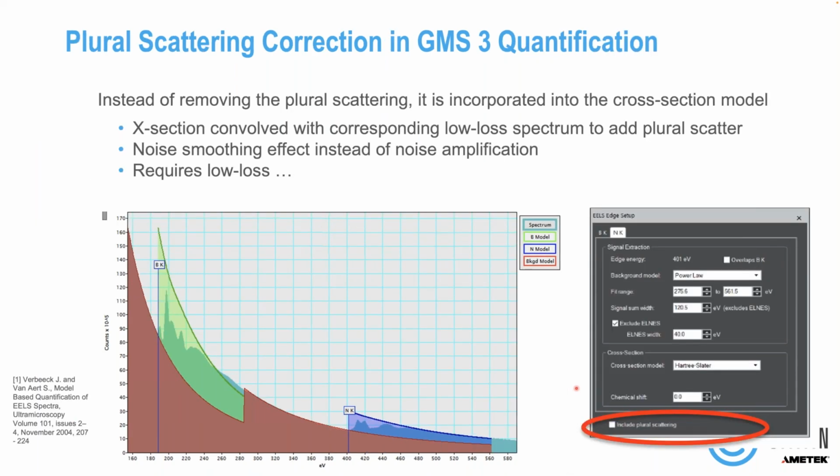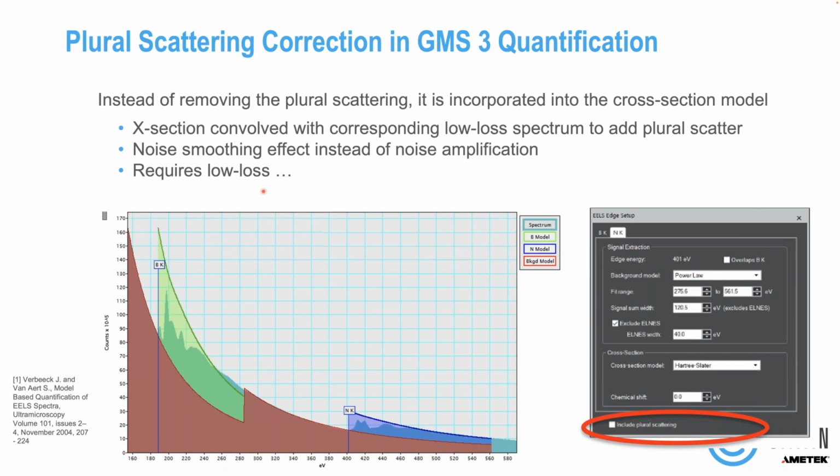So this is really where the plural scattering correction comes in. The plural scattering correction in this model-based approach is done slightly differently. It's actually incorporated into the cross-section model and not removed. There's a couple of side benefits here. By doing a forward convolution, we get a noise smoothing effect instead of a noise amplification effect that we would have by deconvolution if we remove the plural scattering. But ultimately, what we're trying to do is just make our edge shapes, our edge models, better and improve our fit. One thing that's key here is that this requires the low loss, so this really needs to be done with a DualEELS acquisition.